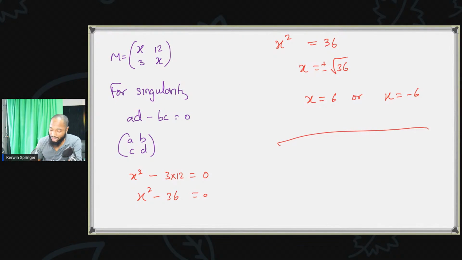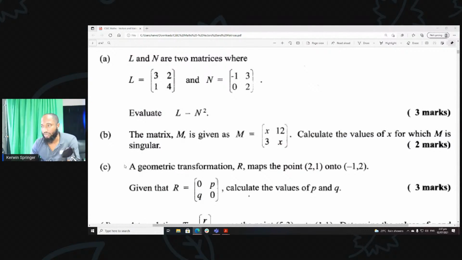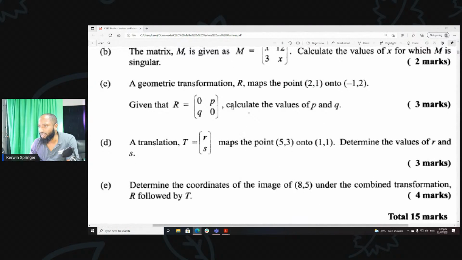How do you all feel about that one? This one was doable. A geometric transformation R maps the point (2, 1) onto (negative 1, 2). Given that R is this matrix, calculate the values of P and Q.